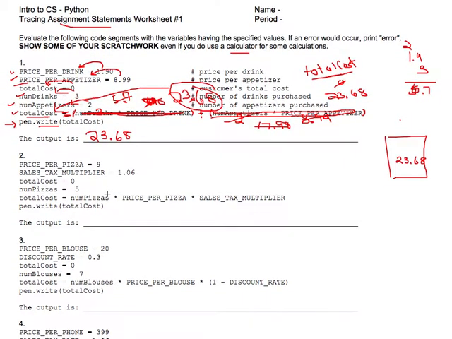Exercise two, you can do that one on your own, but make a note that num pizzas is going to be the number 5 here. Price per pizza is going to be a 9. And sales tax multiplier is 1.06. I'm currently in the state of Pennsylvania. We have a 6% sales tax.